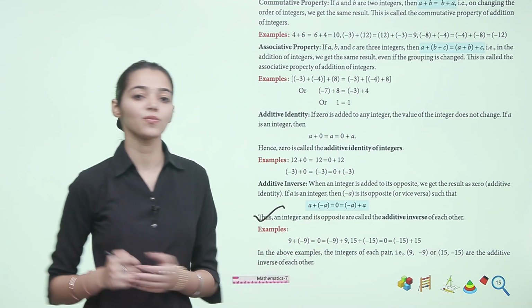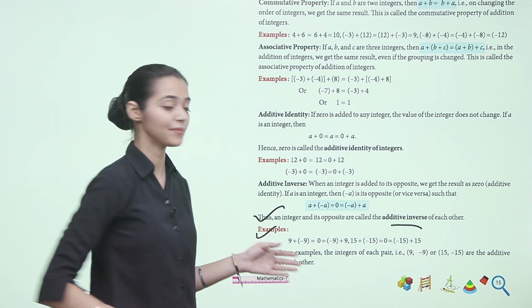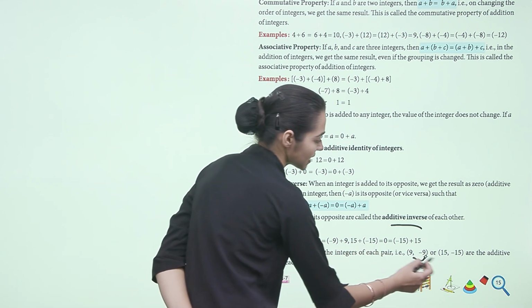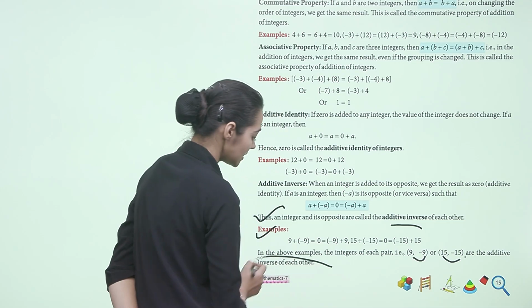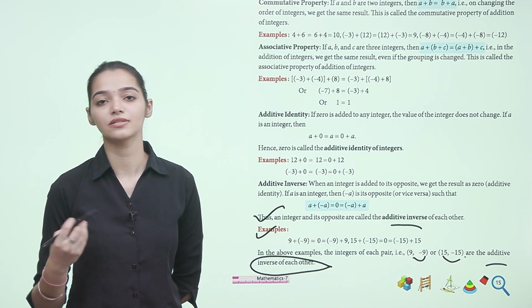Thus an integer and its opposite sign are called the additive inverse of each other. Here, our example: when we add the pair of integers like 9 and minus 9, or 15 and minus 15, these are additive inverses of each other. That means we will get our answer as 0.